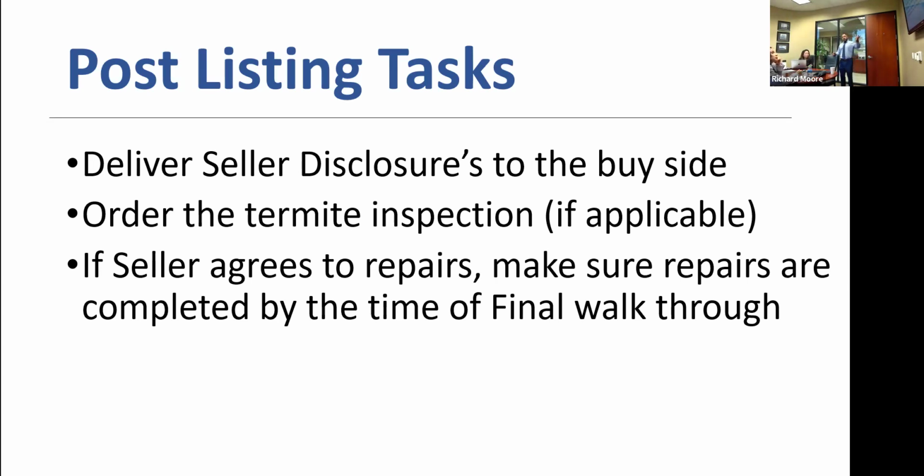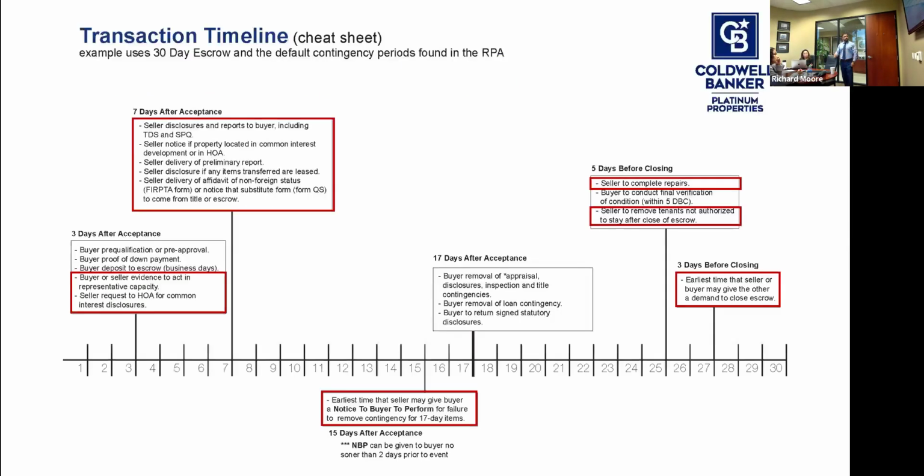So at some point, there might be a request for repairs, maybe there won't be, but if there is, then you have to make sure that the seller, if they agree to repairs, has all that done before 5 days prior to close of escrow. Because that's when the buyer is going to do the final walkthrough, and we're going to see that on the chart. But these are things that you have to monitor throughout the transaction.